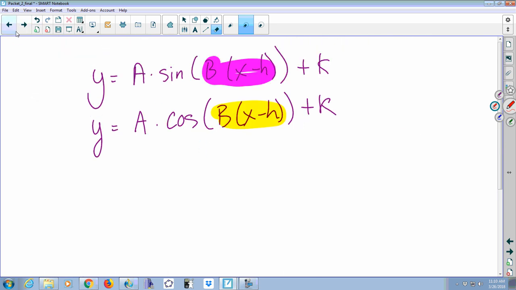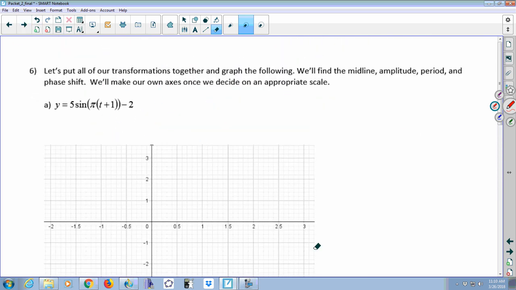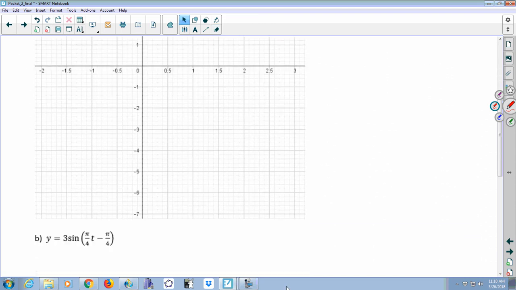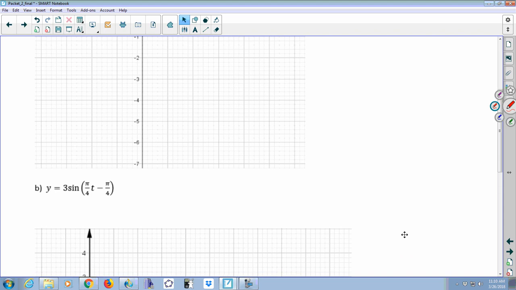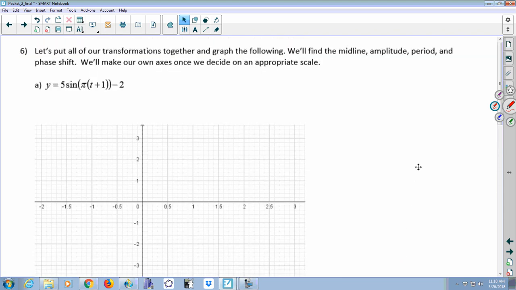All right, so let's take a look at some more interesting problems. Here's a really interesting one. Now this one has the whole shebang in it. We've got an amplitude change, a period change, a vertical shift down and a shift to the left. We've got the whole thing going on here. So again, where do I start? First, I start with determining what my period is and what kind of function I have.